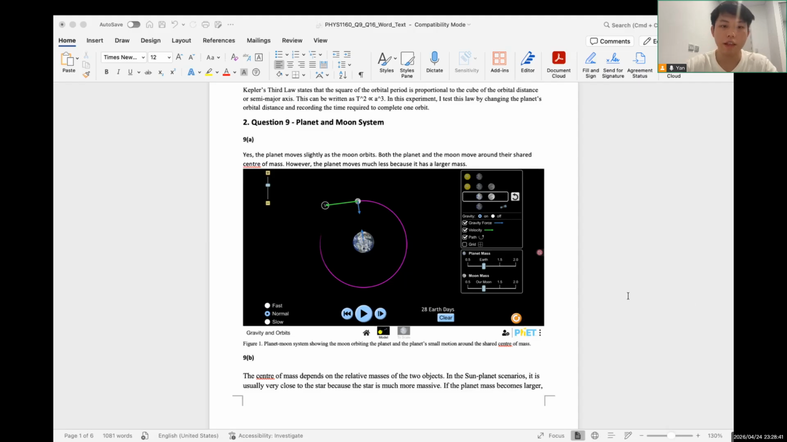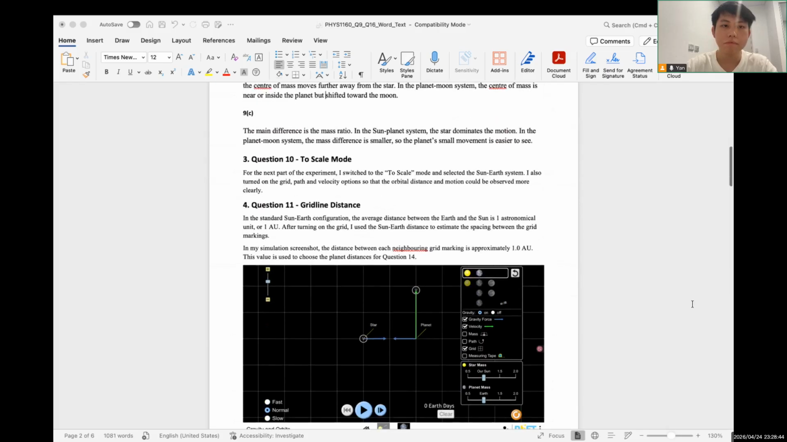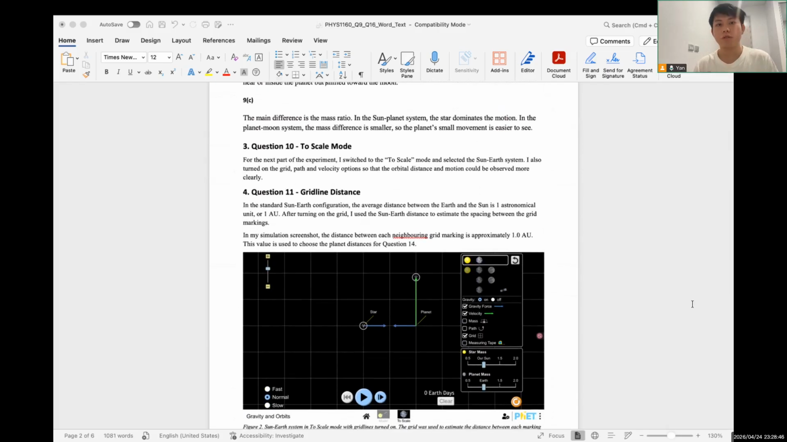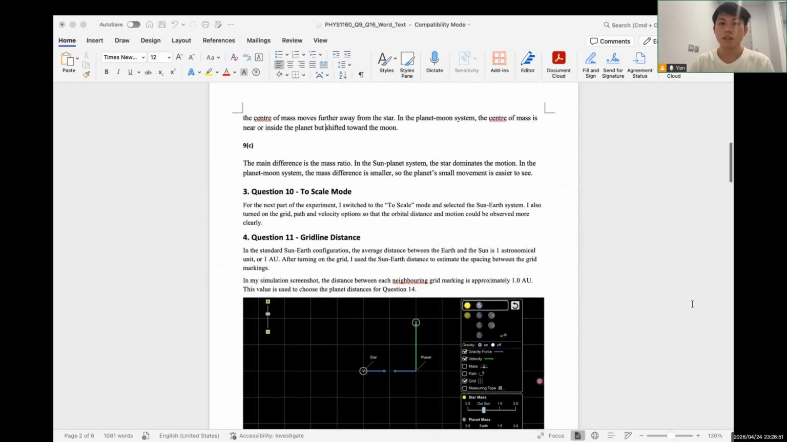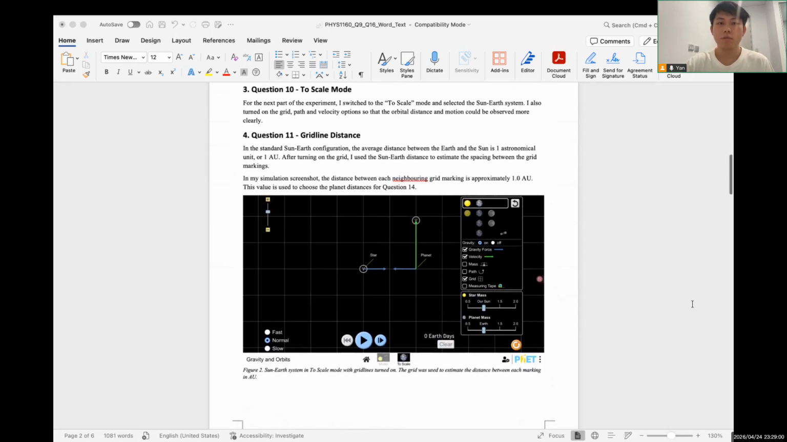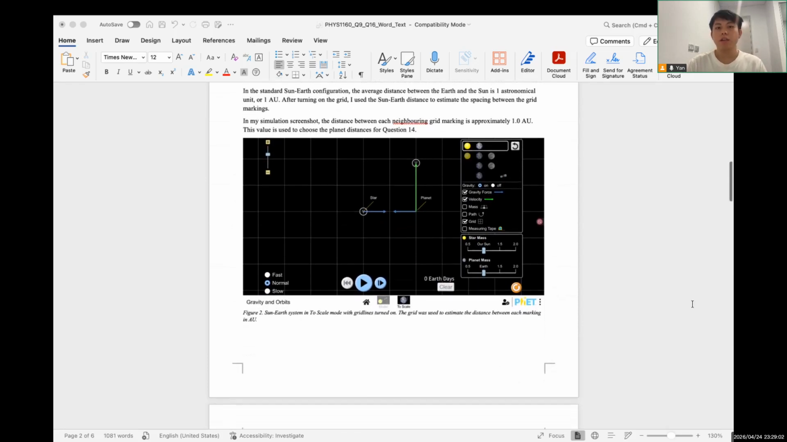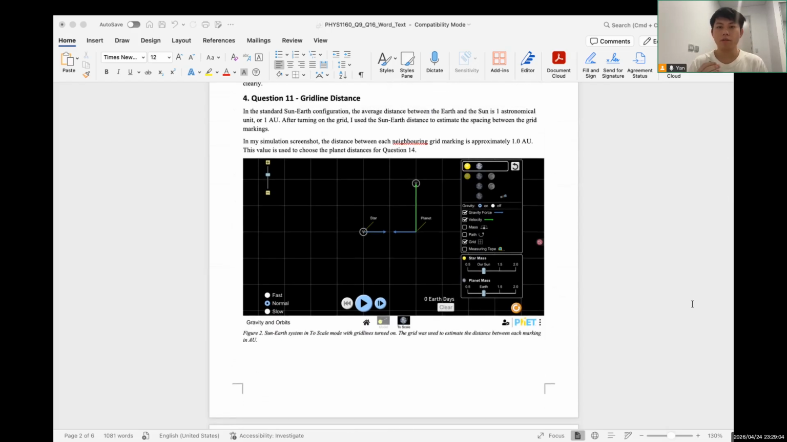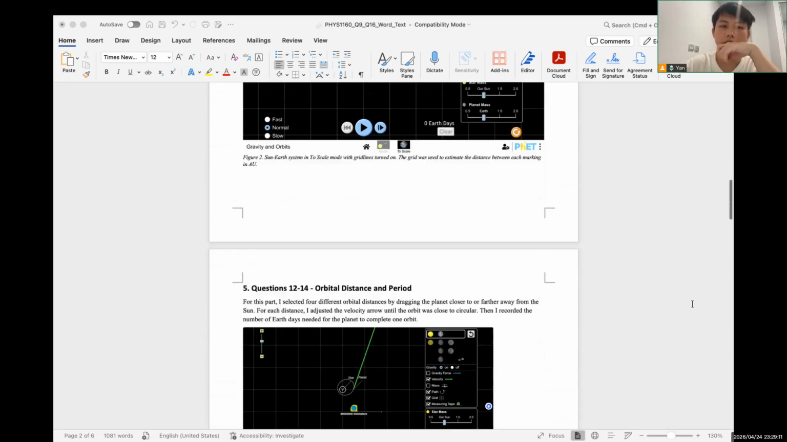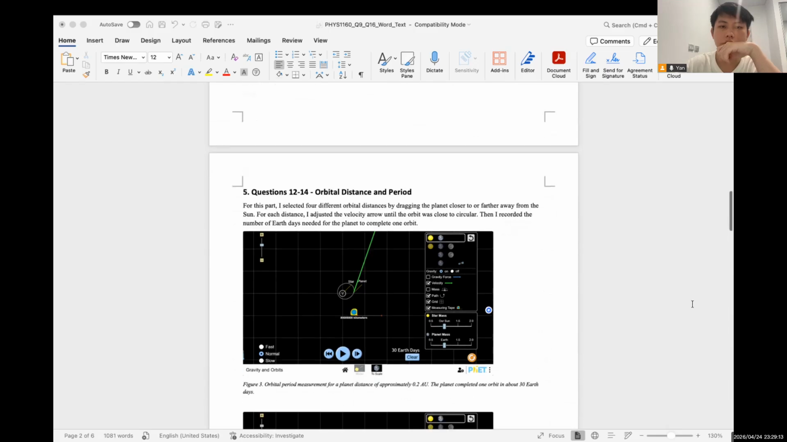For questions 10 and 11, I switch to the sky mode and select the Sun-Earth system. I turn on the grid, path, and velocity options in my screenshots. The distance between each neighboring grid marking is approximately 0.1 AU.